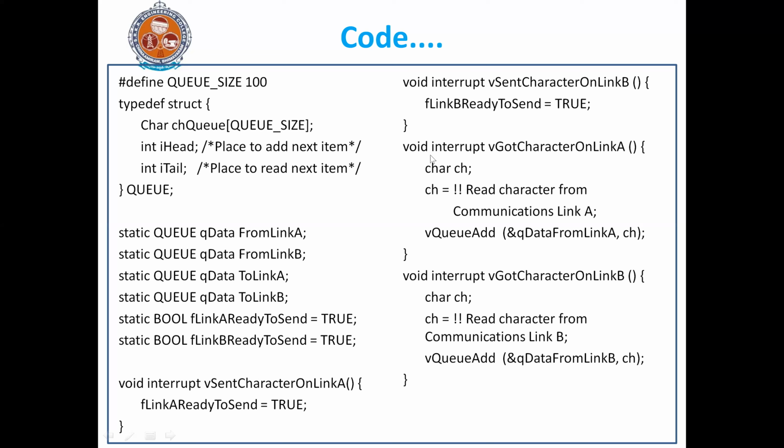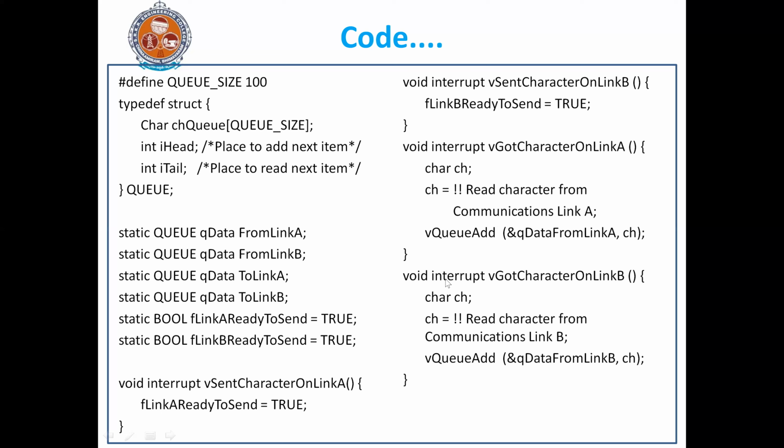Similarly, suppose you get a character on link A, we got character on link A. Then what you have to do? You have to read that character. So CH is equal to read character from communication link A. You have read that character and then you have to add it to the queue, that is Q add. So you are adding that particular CH character onto the queue.